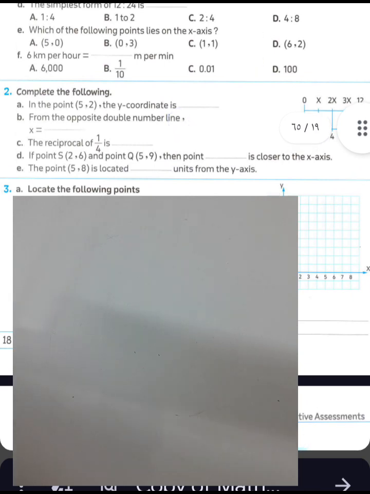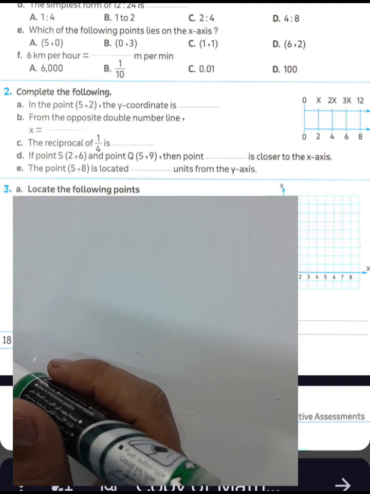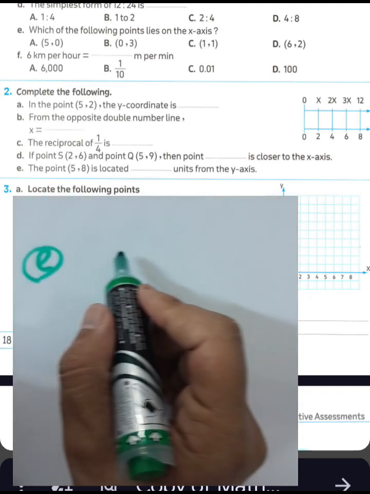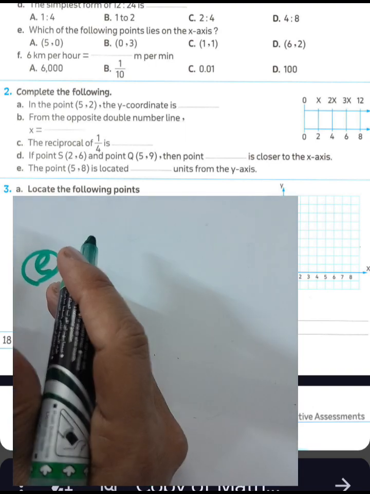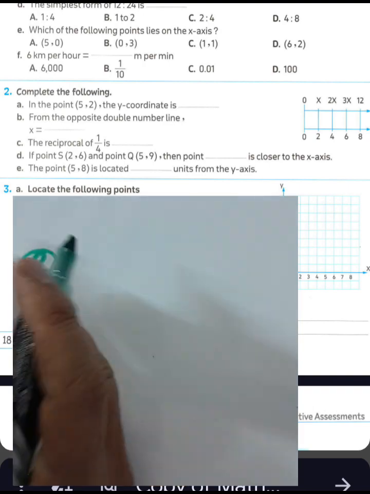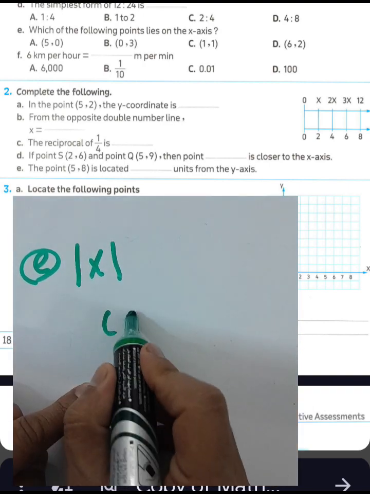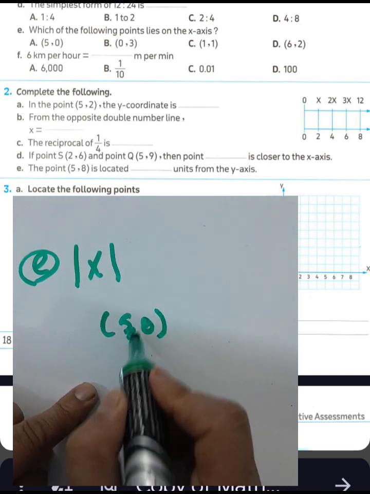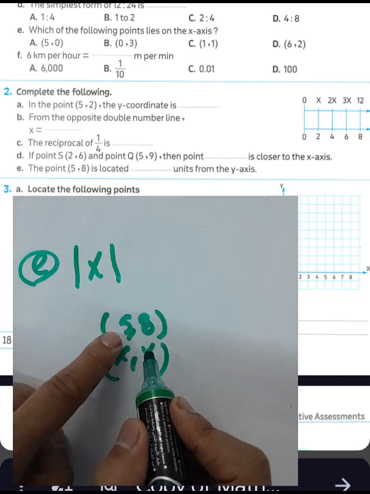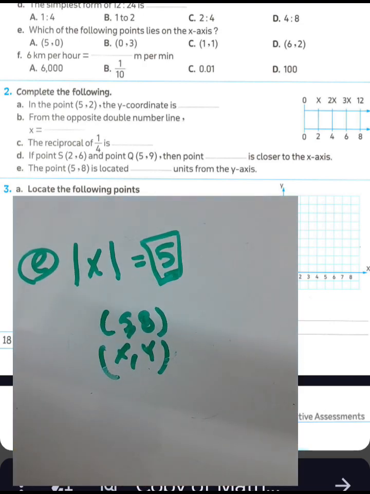Question letter E. The point 5 and 8 is located how many units from the y-axis? You can write the absolute value of x. He wants to find the distance between the point and the y-axis. To find the distance between any point and the y-axis, you must write the absolute value of x. He gave us the point 5 and 8. The first coordinate was x and the second coordinate was y. Then the absolute value of x will be the absolute value of 5. The result will be 5.